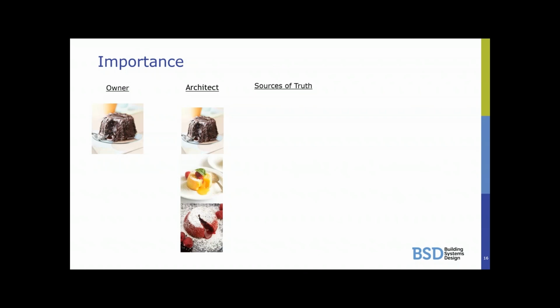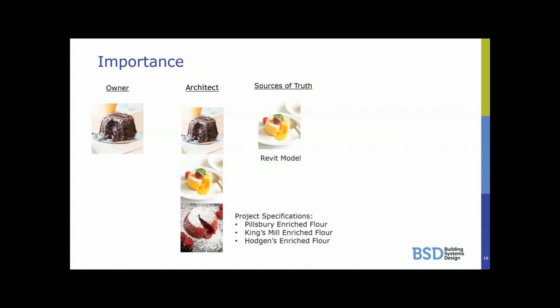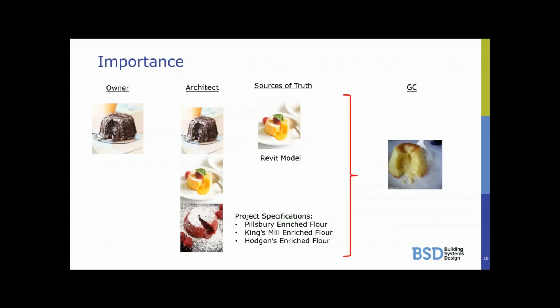They can do a vanilla, or they can do a red velvet. Their sources of truth are still going to be the same. They're going to work from a Revit model, and then we'll produce some project specifications. And since we didn't get anything that told us that was updated that said that there was a gluten allergy, we are now working with enriched flour. So now we get the contractor building exactly what they were given, and they've got a vanilla cake with vanilla lava in the middle, and that is not exactly what the owner envisioned.